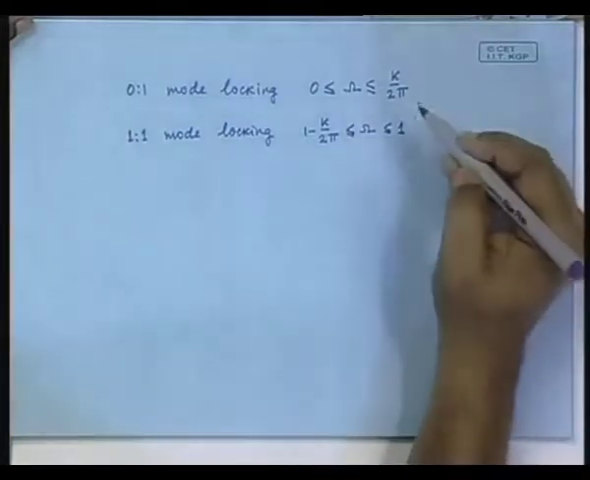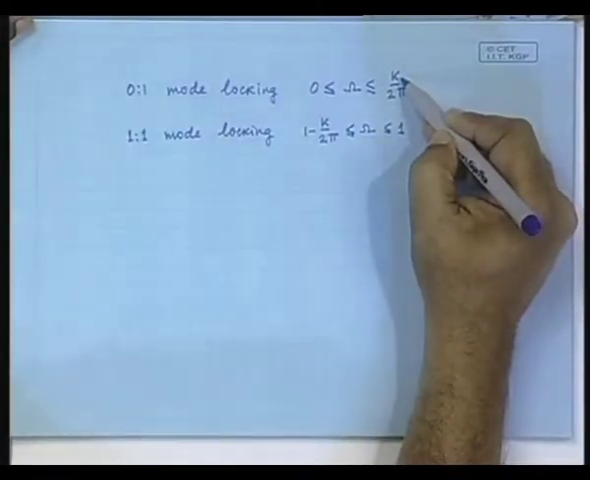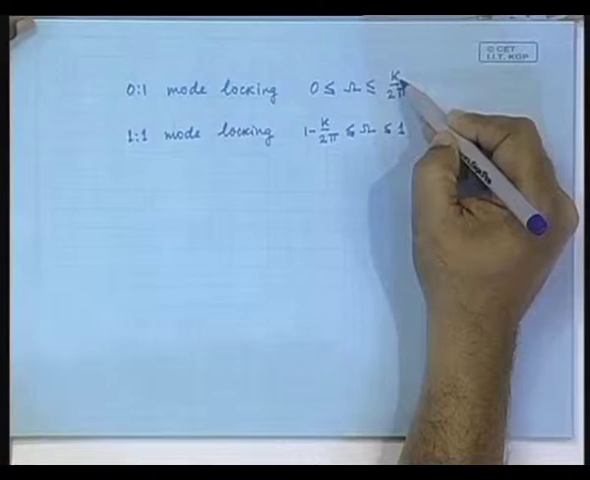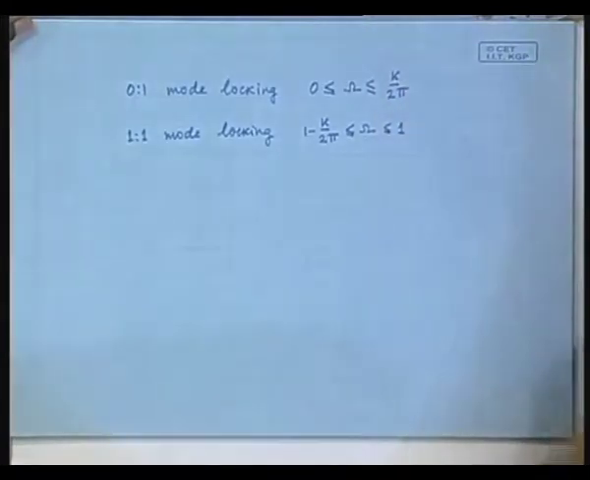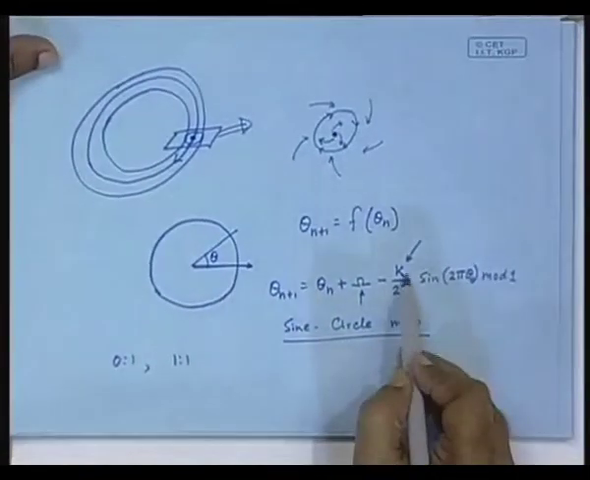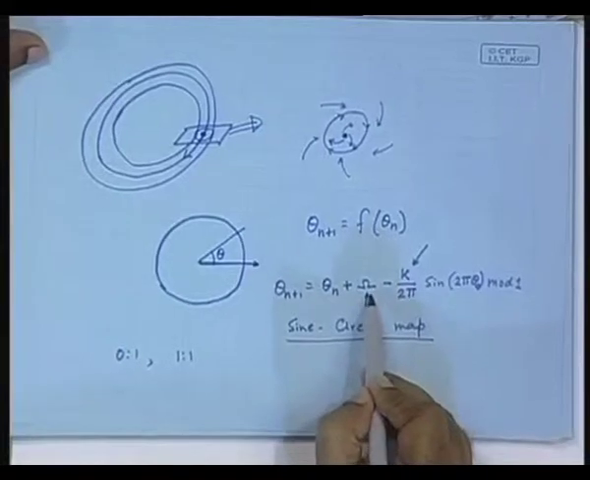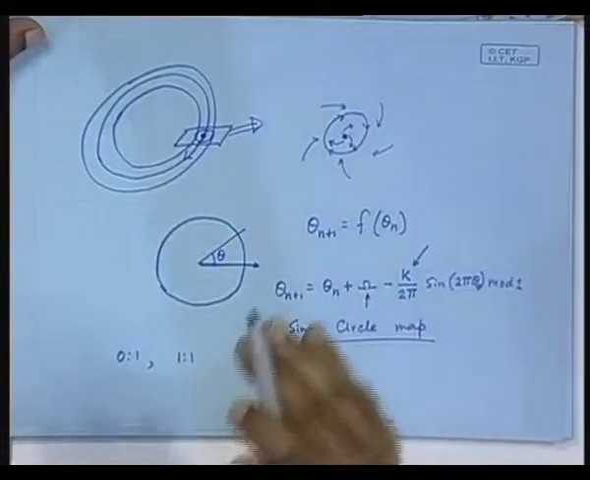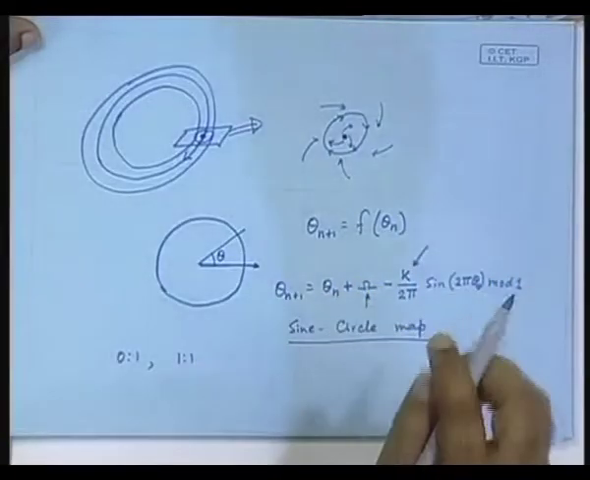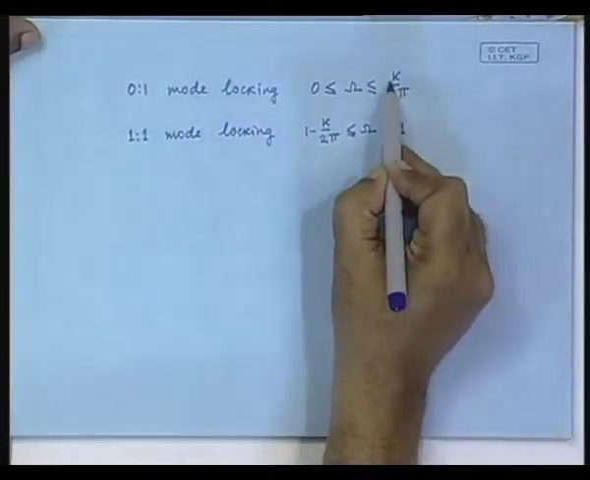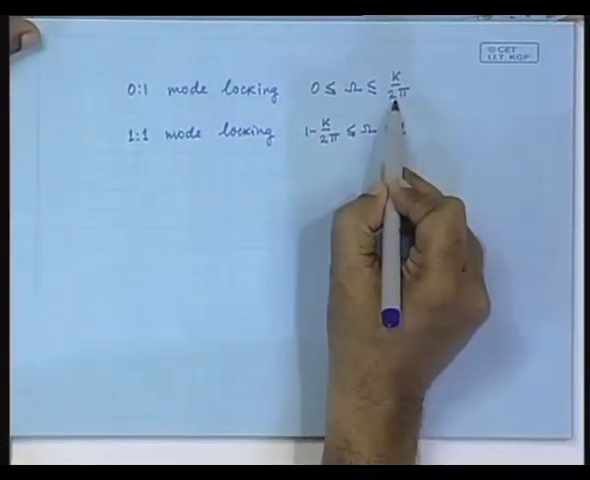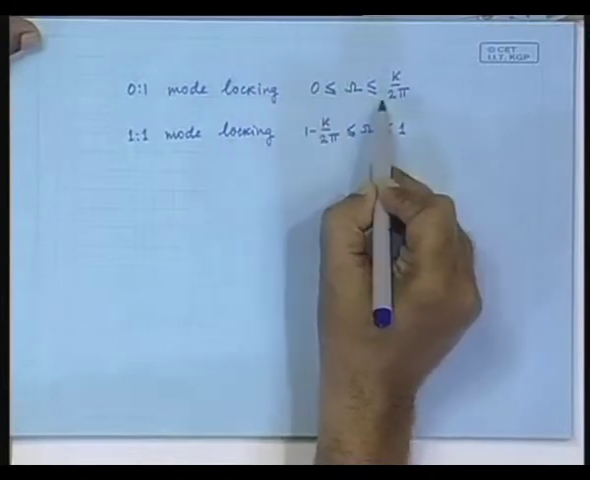So, notice that as k goes to 0, because k is a parameter and we have already understood that k is a non-linearity parameter. If k is set to 0, it is a linear map, and then omega becomes the frequency ratio parameter, and k brings in the non-linearity. So, if k is 0, then you would notice that there is no range.